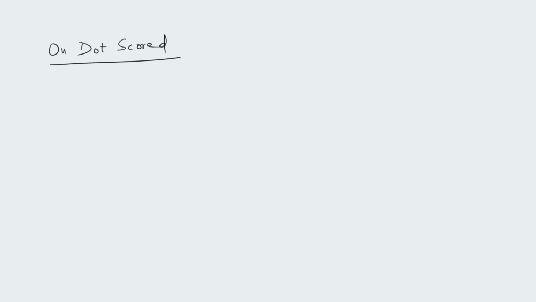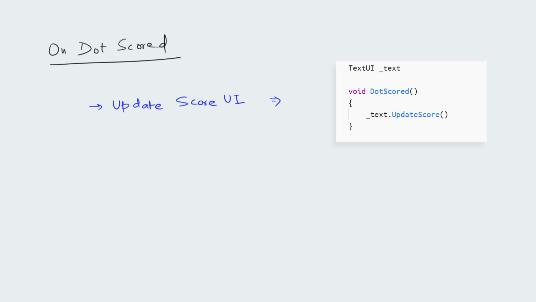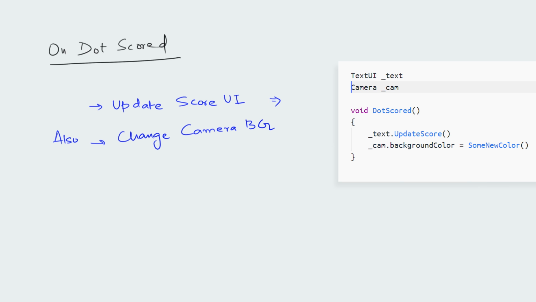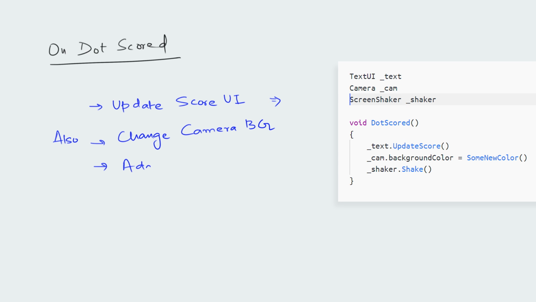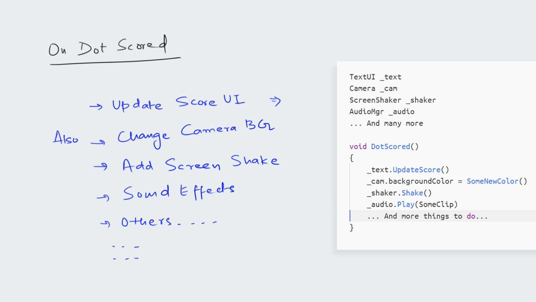So let's say when you score a dot, you want to do something like update the UI. The way we do this traditionally is to keep a reference to the text UI and update it when we score. But then later you decide to change the camera's background color, so you add a reference to the camera and do the same thing. And this keeps on growing and gets crazy complicated. And also, if someday you decide to remove that text UI, then your game breaks. And also, a designer cannot just come in and experiment with new effects without changing the code.